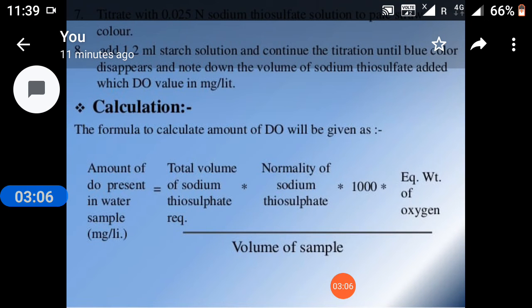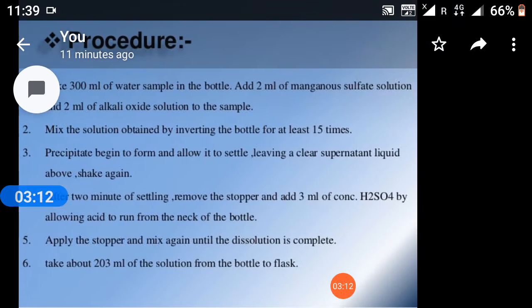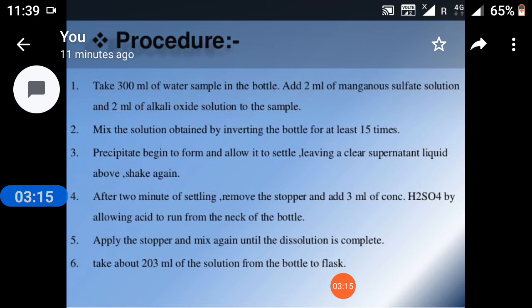A magnetic stirrer is helpful here. Allow the mixture to stand for 5 minutes and then withdraw 100 cm cube of the acidified sample into a 250 cm cube conical flask. Titrate with 0.0125 M sodium thiosulfate until the iodine color becomes faint. Then add 1 cm cube of starch solution and continue adding the thiosulfate solution until the blue color disappears.